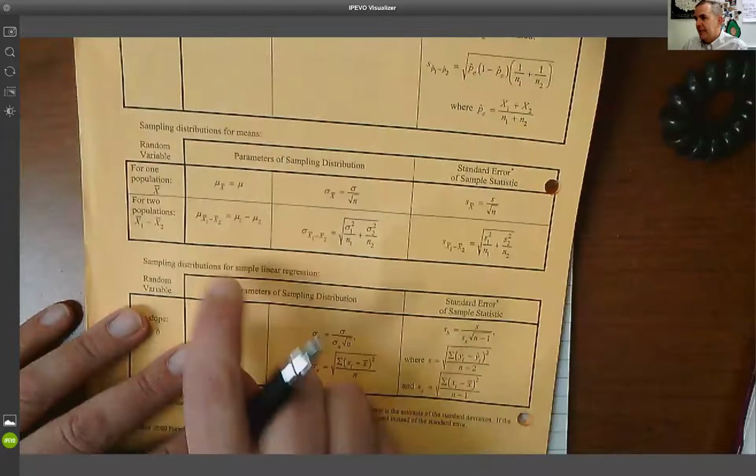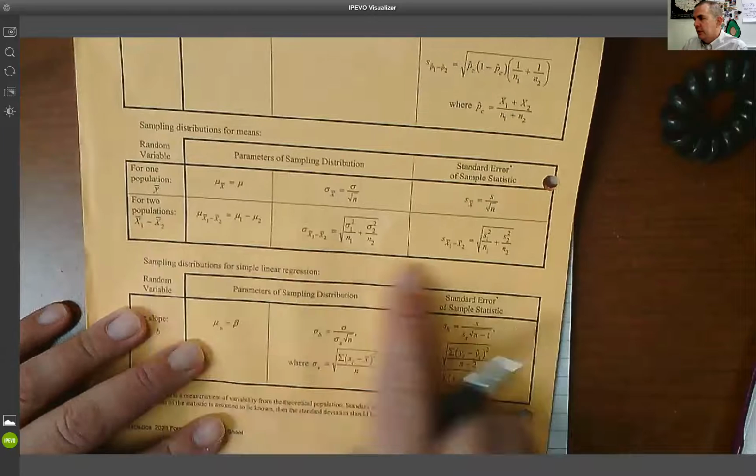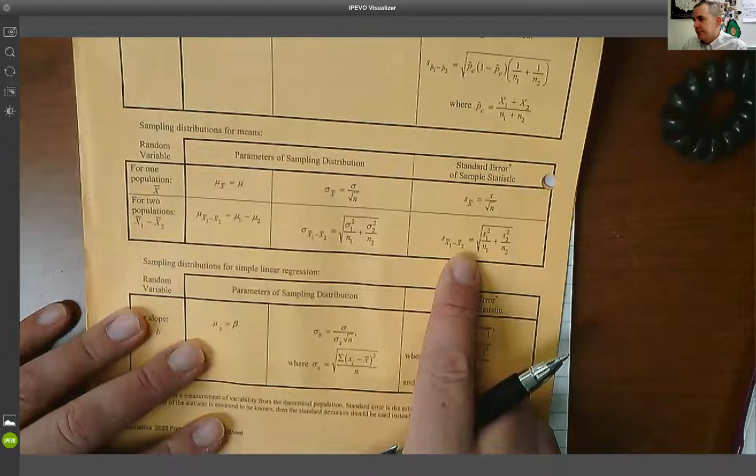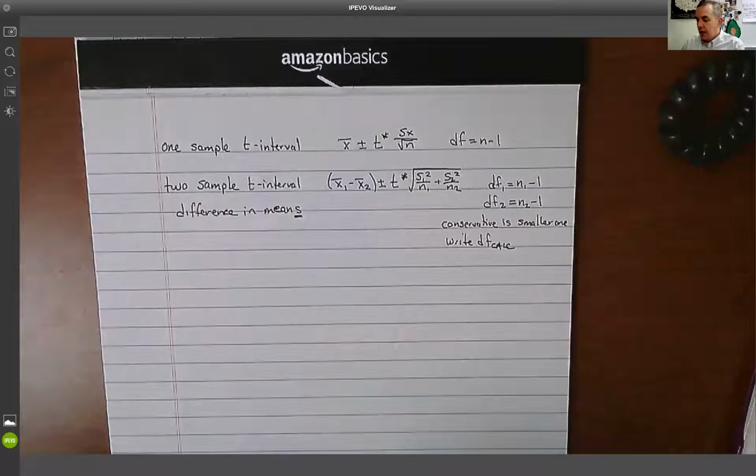And when you flip to the back, when we have two populations, it's x bar 1 minus x bar 2, and then there's our standard deviation right there. So it's on our formula sheet. We just need to know where to find the pieces.